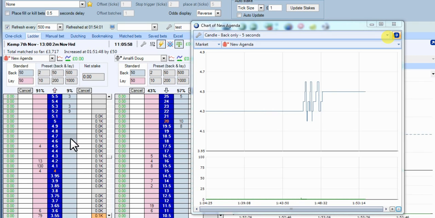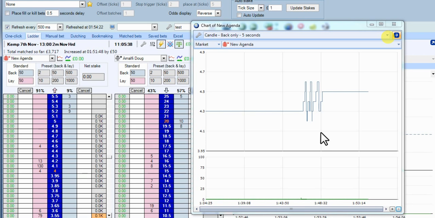So that's one entry point I always look for, because the amount of times the horse drifts up and then steams back down, it happens, I would say, almost every race. It just does, and you need to look for this. It's an ideal trigger point, and it's the perfect entry point.